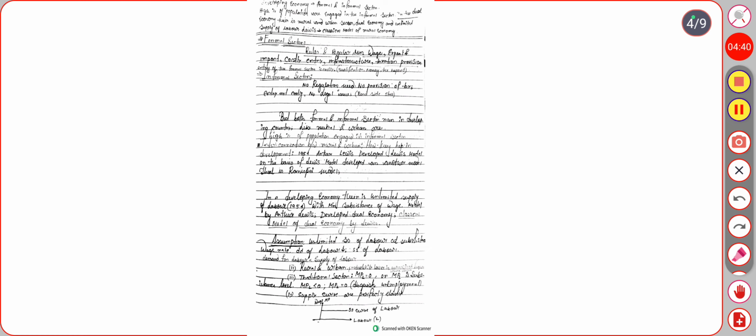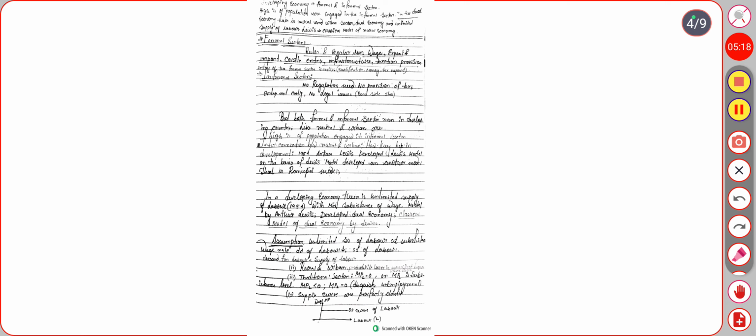Tax reports should be there. In the case of the informal sector, no regulation, no provision, no tax, entry has no barriers. Entry is not costly, no legal issue. All these things are related to the informal sector, but both formal and informal sectors run in developing countries like the rural-urban dual economy. A high percentage of the population is engaged in the informal sector.